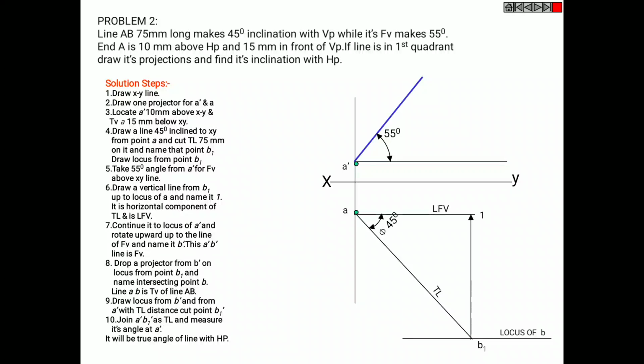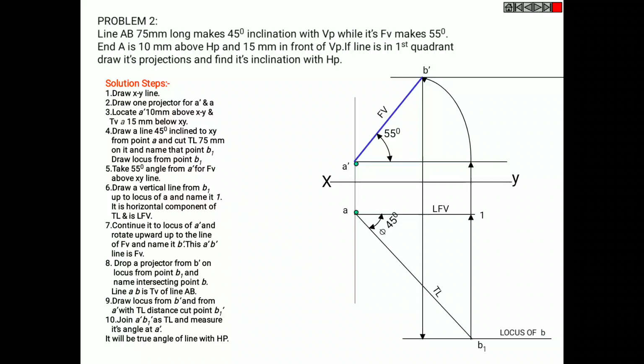Continue to locus of A dash and rotate upwards up to the line of front view and name it B dash. This A dash B dash line is front view. Now drop a projector from B dash and locus from point B1 and name intersection point B. Now join line AB, which is top view of line AB.